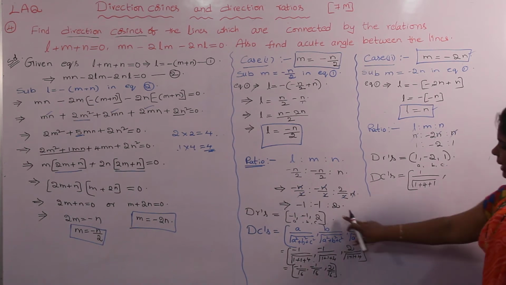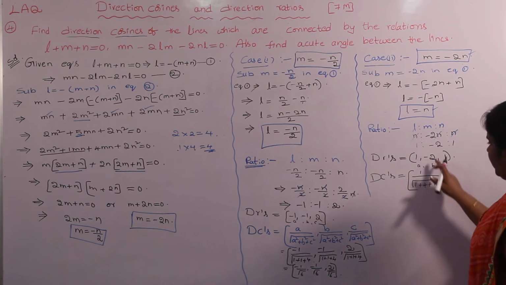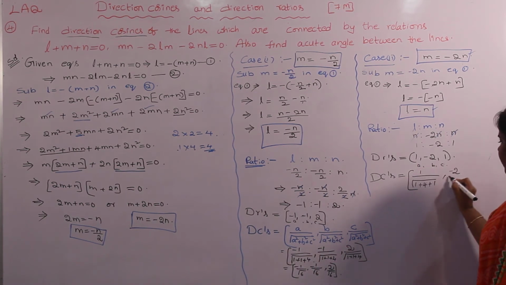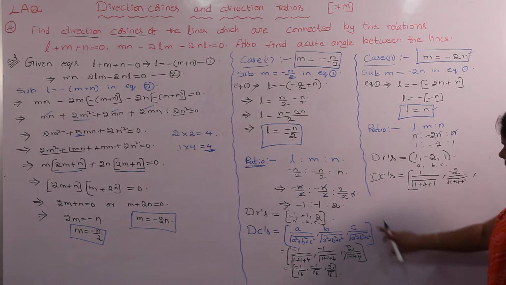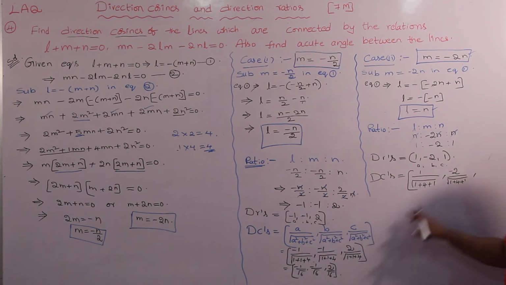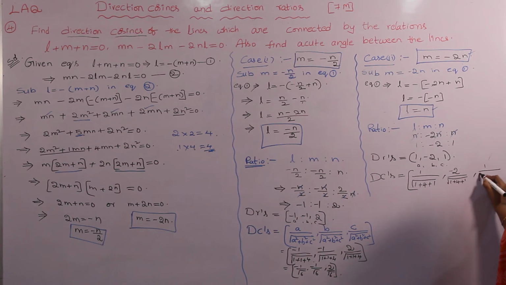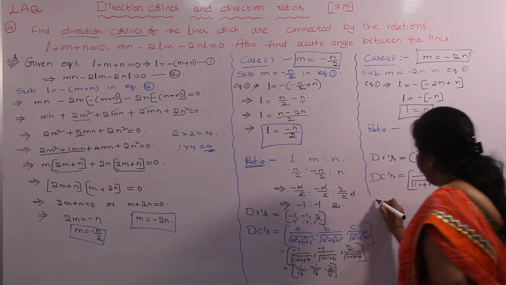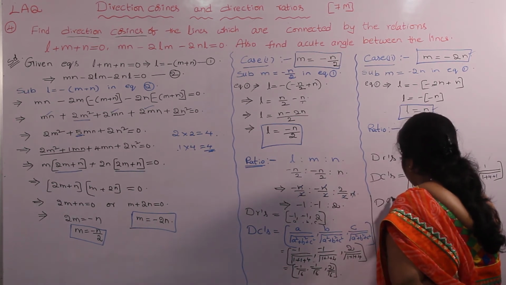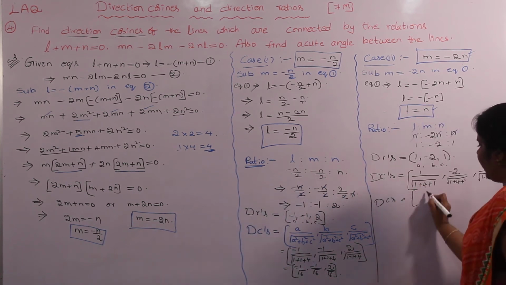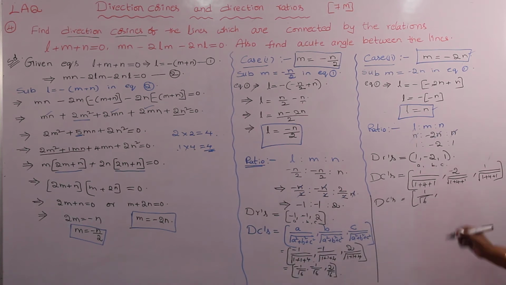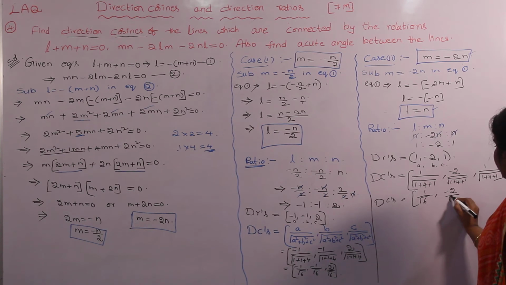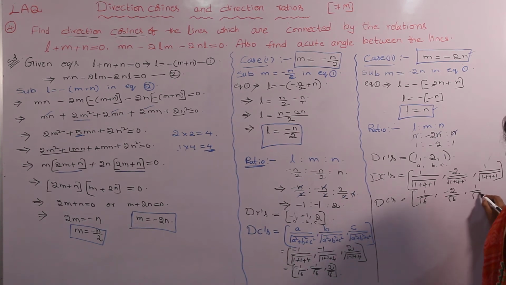Comma b by root over a square plus b square plus c square, b is equal to minus 2, so minus 2 by the same denominator, that is 1 plus 4 plus 1. Comma c by root over a square plus b square plus c square, c is equal to 1, so 1 by root over 1 plus 4 plus 1. These are the DCs in the second case. Therefore, DCs is equal to 1 by root of 4 plus 1, 5 plus 1 is 6. That is 1 by root 6 comma minus 2 by root 6 comma 1 by root 6.